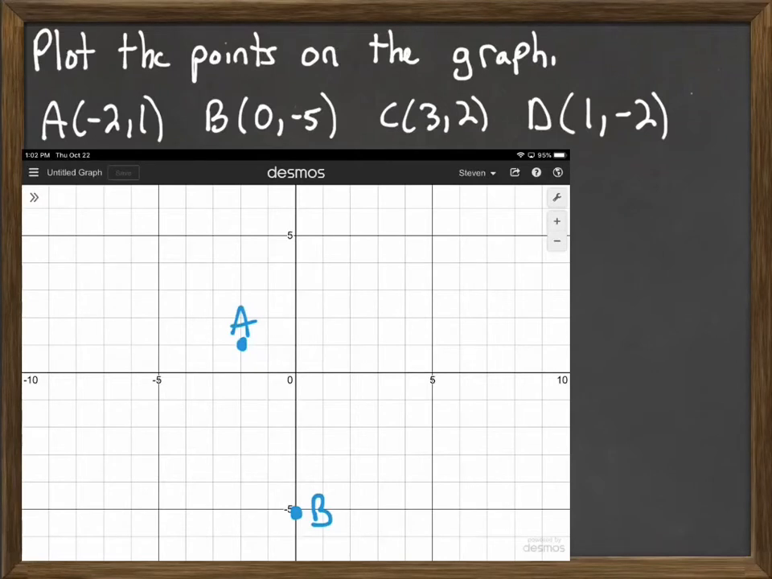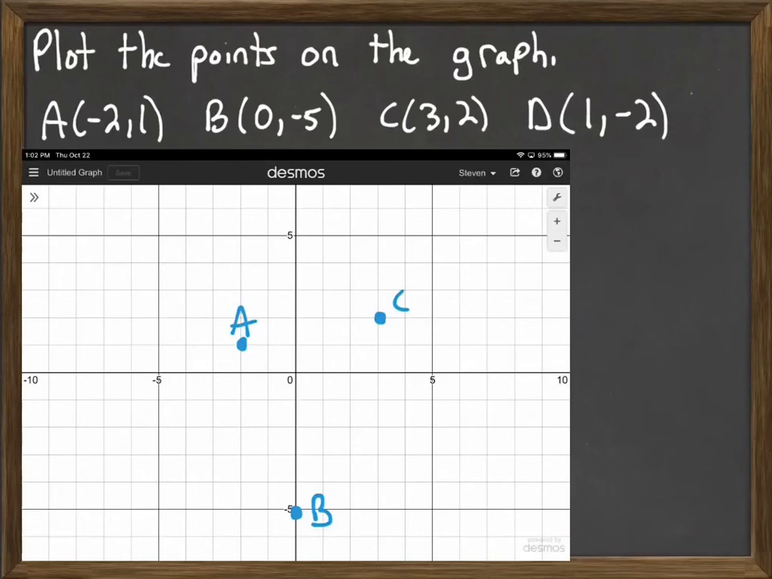That brings us then to point C, which is the point 3, 2. So 3 is our horizontal direction, so we're going over 3. And 2 is your vertical direction, so up 2. And then we look for the point that aligns with those two changes. And that would plop us right there at 3, 2. And we label that as point C.